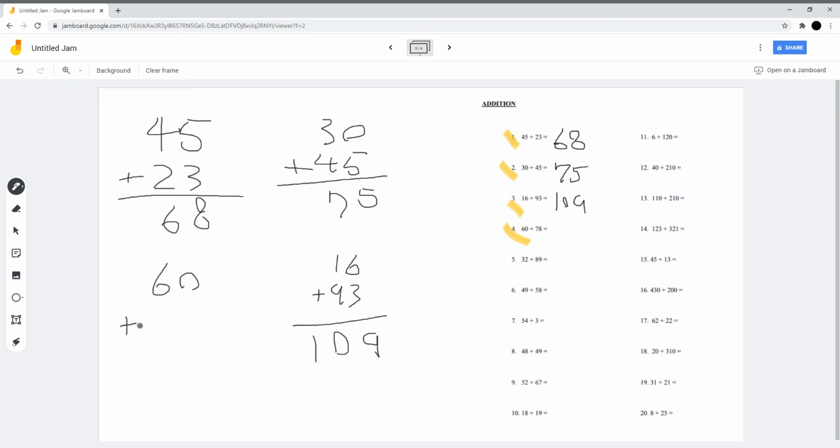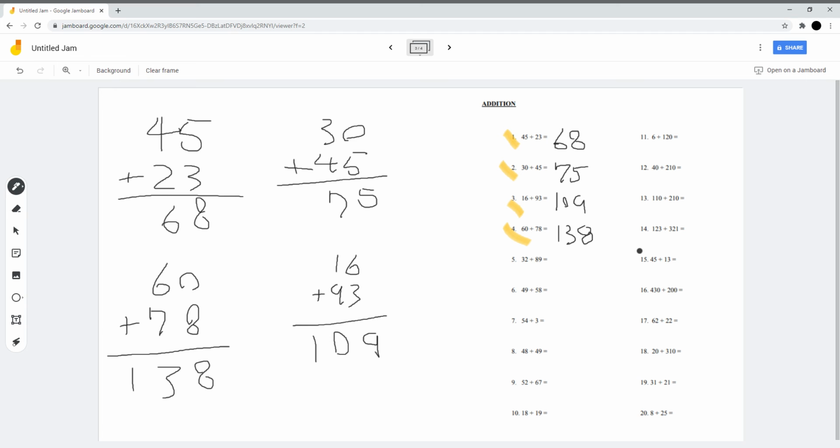Number 4. 60 plus 78. 0 plus 8 is 8. 6 plus 7 is 13. So the answer is 138.